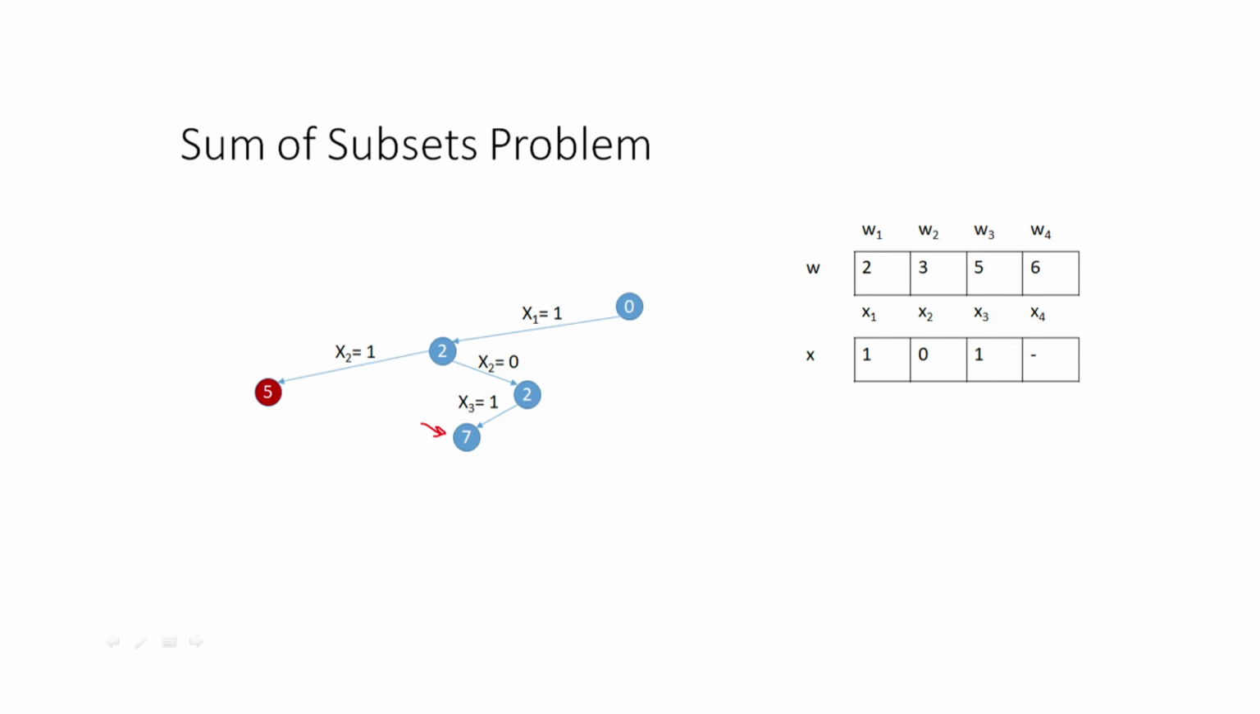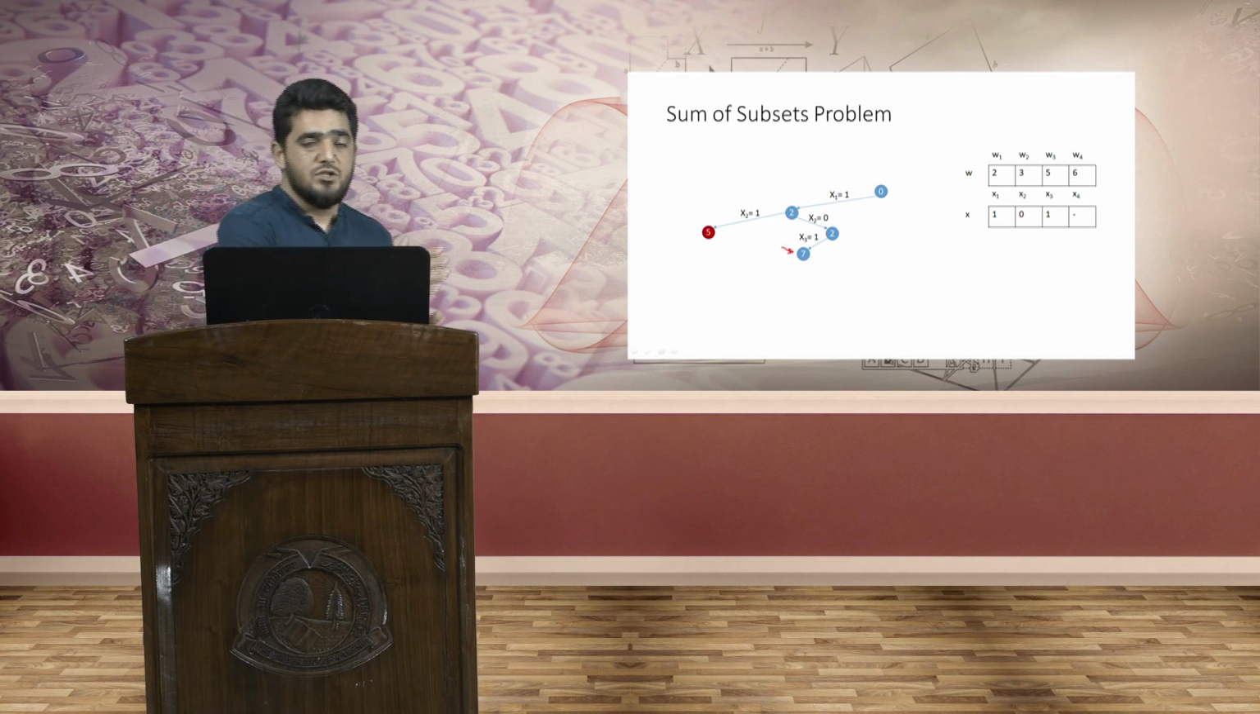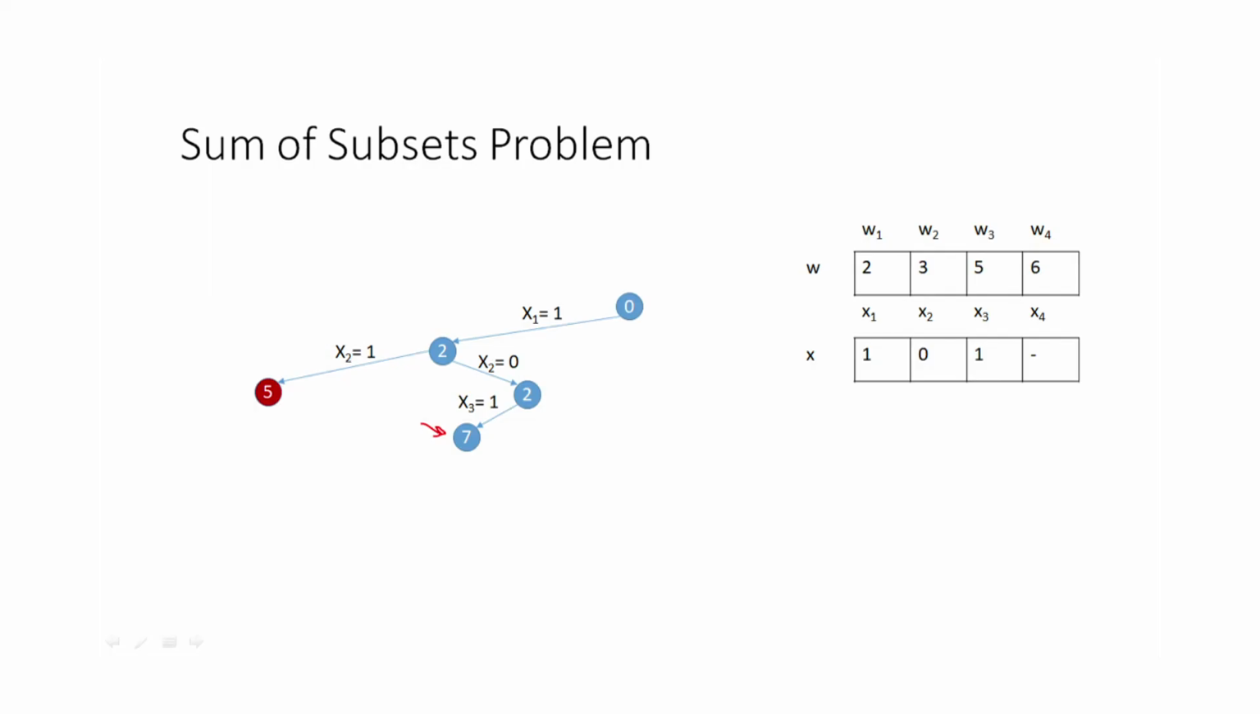In this case, the sum so far is 7, as you can see, and the remaining weight is 6. So 6 plus 7 is greater than m, so the left child will not be generated. Similarly, the same applies to the right child. For this particular node, from the conditions you can verify that we are not able to generate a right child as well, because one of the conditions, the bounding functions, is not satisfied.